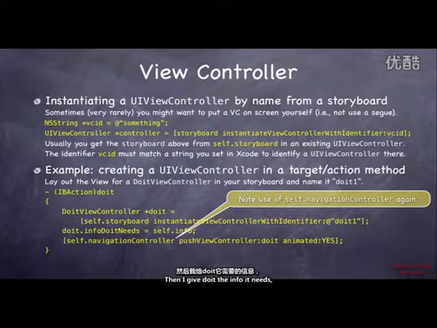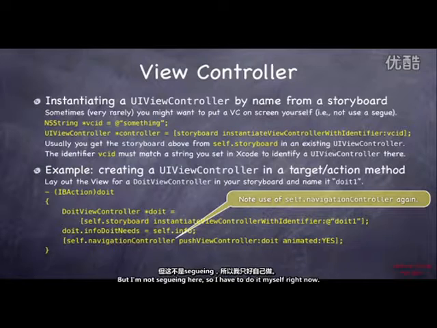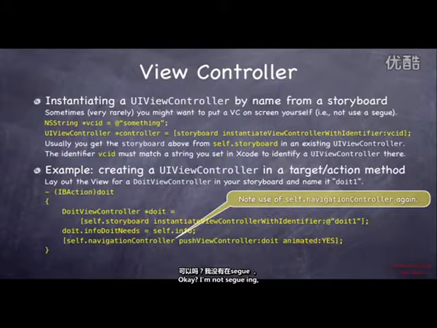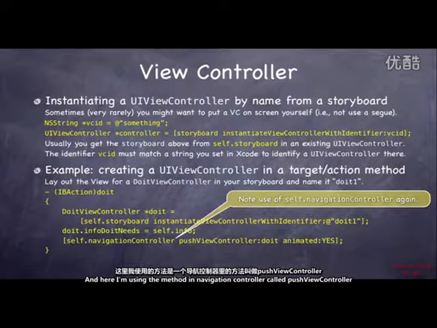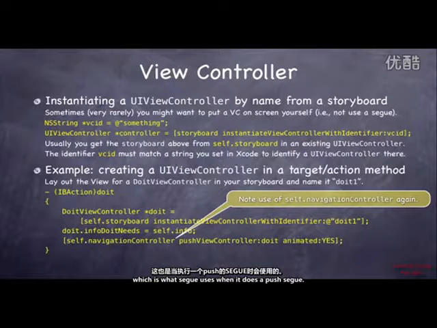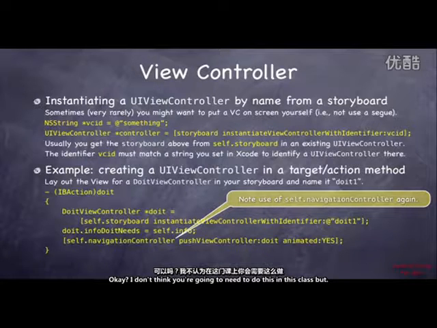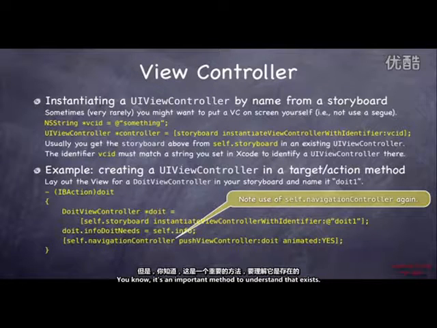Then I give doIt the info it needs, just like I would in prepareForSegue, but I'm not segueing here, so I have to do it myself right now. I'm not segueing, I'm instantiating the view controller and putting it on screen myself. And here I'm using the method in navigation controller called pushViewController, which is what segue uses when it does a push segue. I don't think you're going to need to do this in this class, but this is an important method to understand that it exists, that you could instantiate a view controller without using segue.